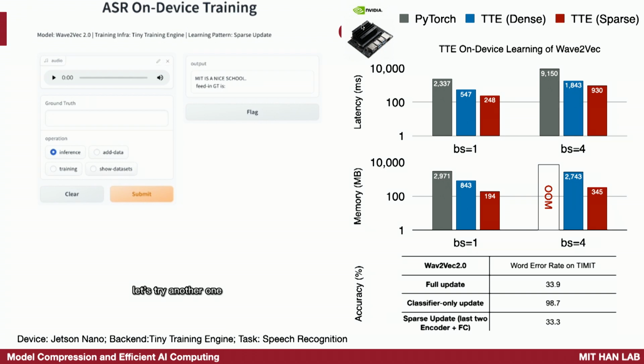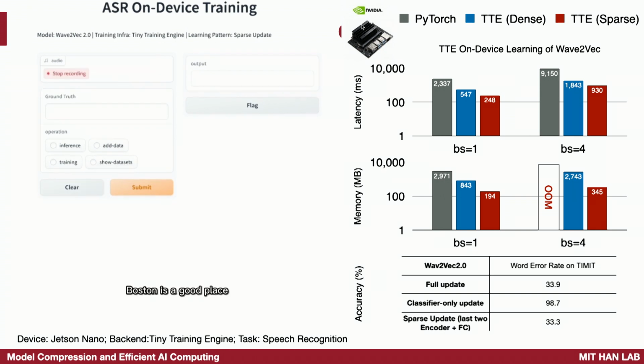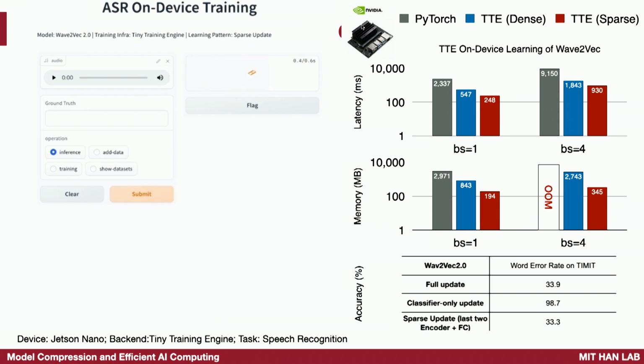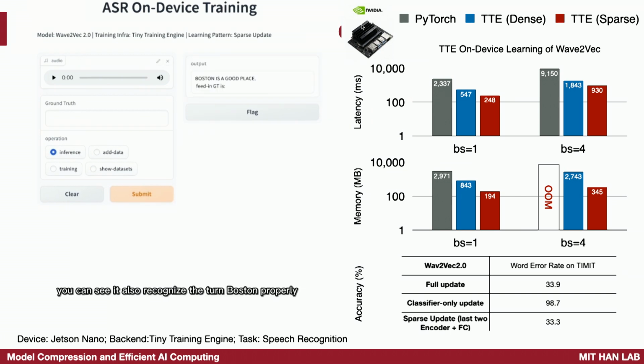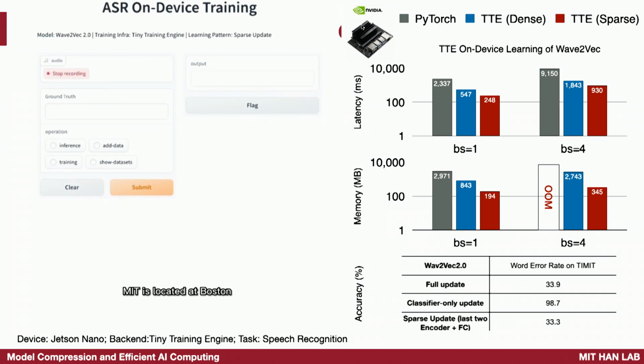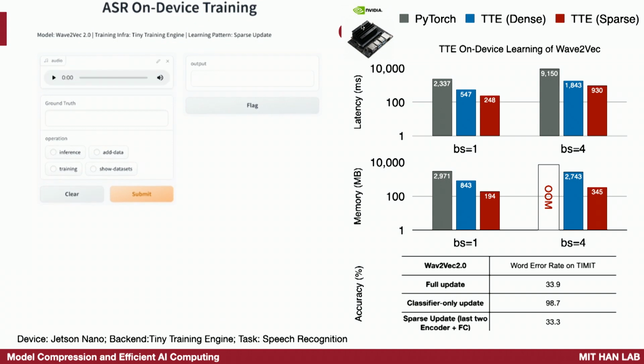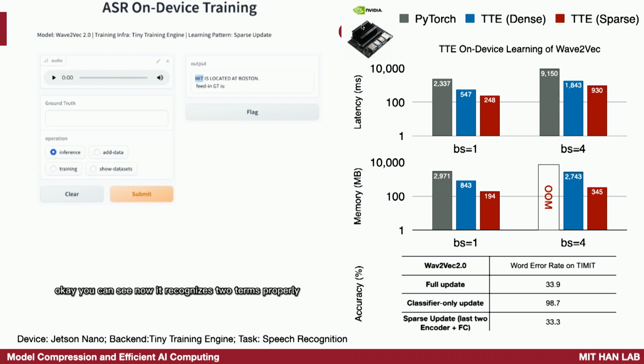Let's try another one. Boston is a good place. Let's try again. Okay, you can see it also recognizes the term Boston properly. So we can combine it together and see, okay, MIT is located at Boston. Okay, you can see now it recognizes the two terms properly. So this is showing that it's possible to actually run multi-modal training locally on the device.